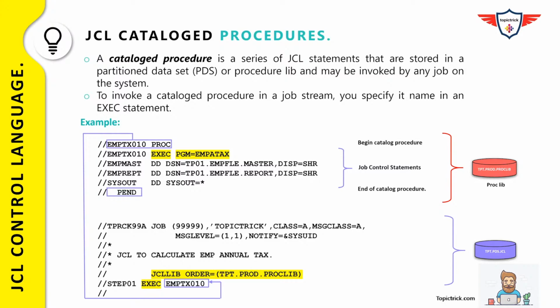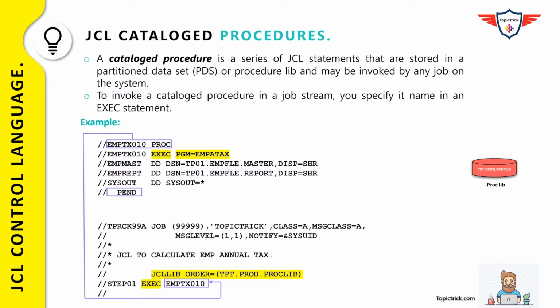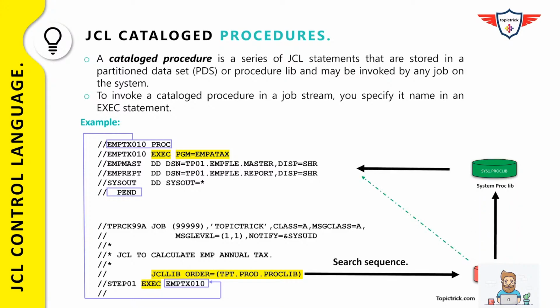Now let's look at the search sequence of this particular example. So in this example, because I've specified the JCLLIB, the system will search for the catalog procedure in my personal PDS, that is tpt.prod.proclib. And in case the catalog procedure is not present in the private library, then the system will try to retrieve the catalog procedure from the system library, that is sys1.proclib. Otherwise, it will just retrieve it from the private library and continue the execution of the job.